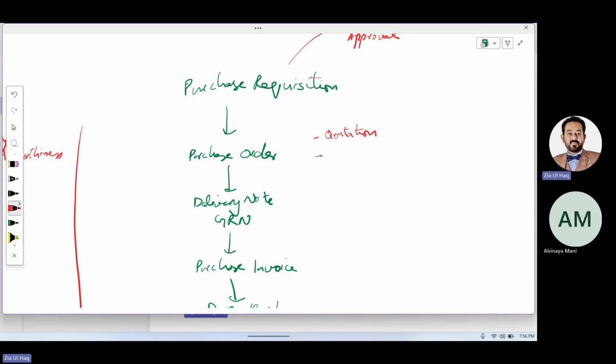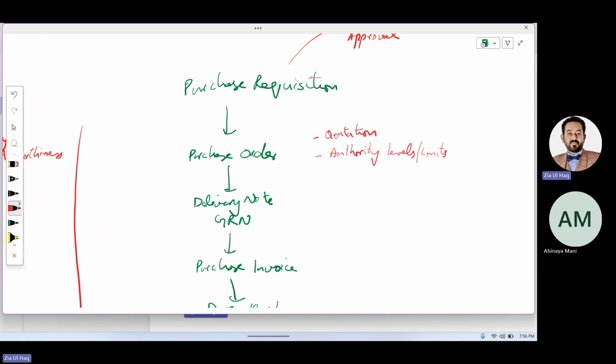And while making an order, there should be authority levels and limits established, like up to what maximum amount the ordering department can make an order by themselves. And above that, there should be approval of the finance director, because the finance director will see whether the company has that much finance available or not.